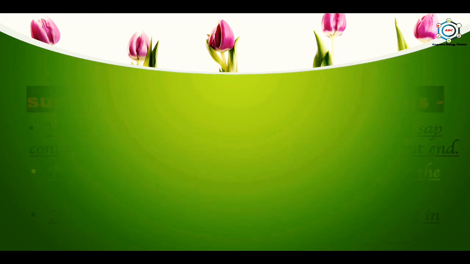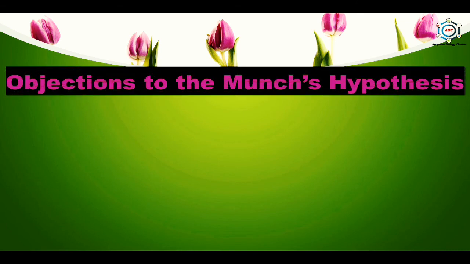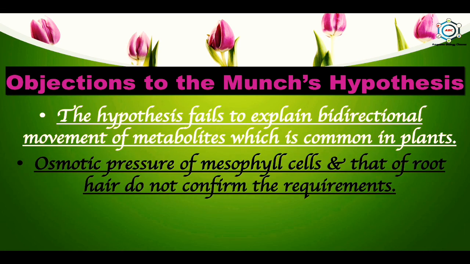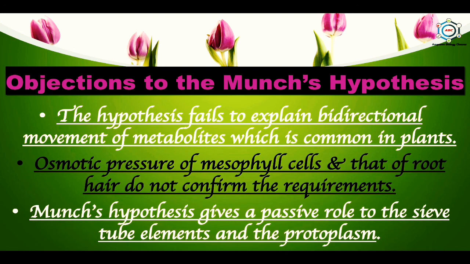And after this, the objections to the Munch hypothesis. So what are the objections to the Munch hypothesis? First one, the hypothesis fails to explain bidirectional movement of metabolites, which is common in plants. Osmotic pressure of the mesophyll cells and that of root hair do not conform to the requirements. The last is Munch's hypothesis gives a passive role to the sieve tube elements and the protoplasm.